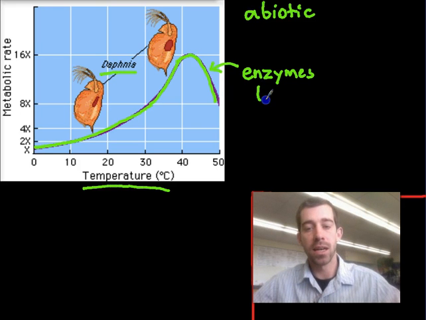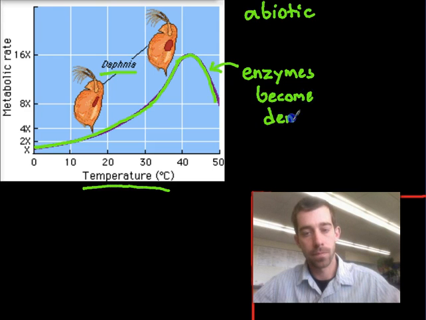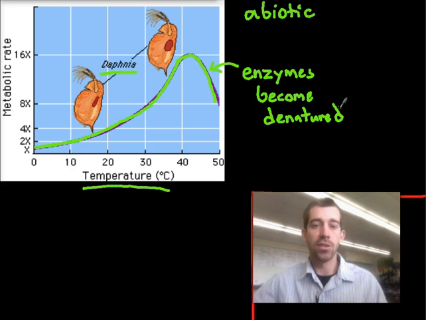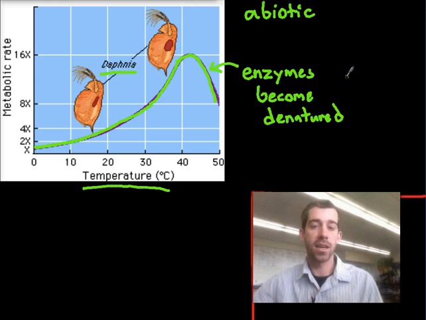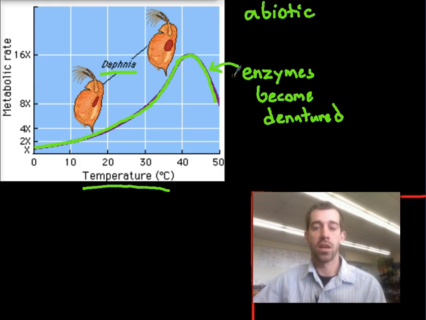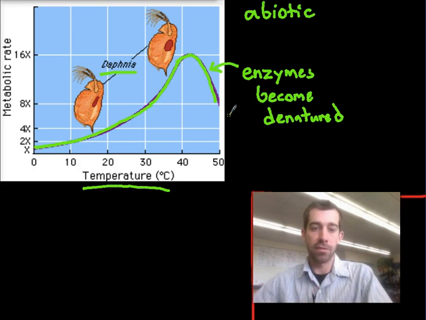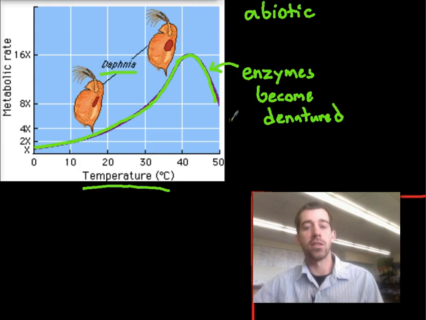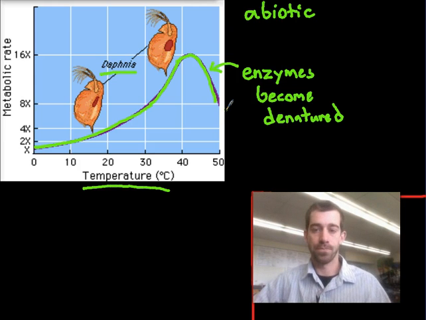Those enzymes become denatured. Which means basically they break. And so if these enzymes start breaking down because it's too hot, then you're not able to do cellular respiration anymore. And very quickly, as the temperature increases, your metabolism drops off, and it's going to reach a point. If it gets a little bit hotter, the Daphnia will all just die because their enzymes have been completely destroyed.